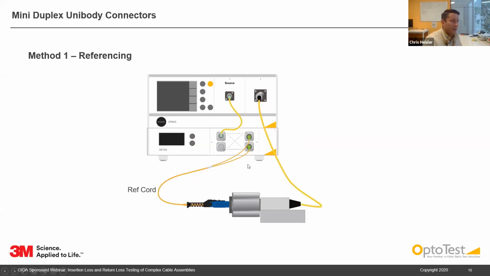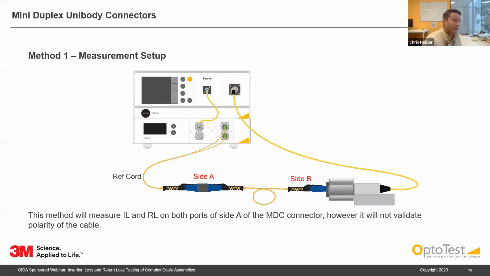Now to reference, we're going to connect up our reference cord directly to the integrating sphere, and we're going to reference insertion loss and return loss in this setup. To measure our DUT, we're going to connect the DUT in between the reference cord and the integrating sphere, and then we're going to measure insertion loss and return loss on side A here. So that'll be for 2 ports. We're going to measure IL and RL on side A.